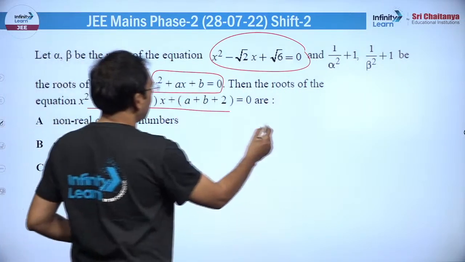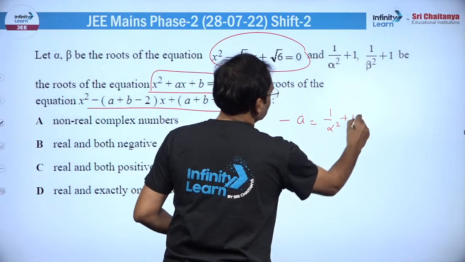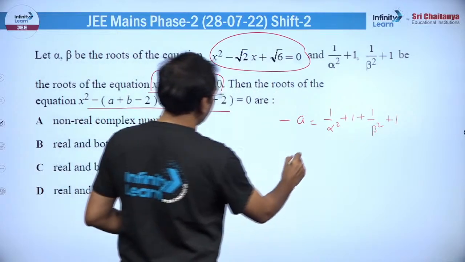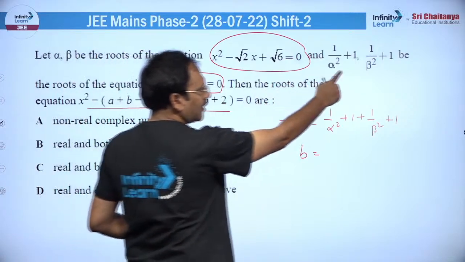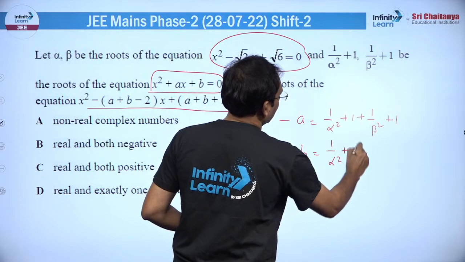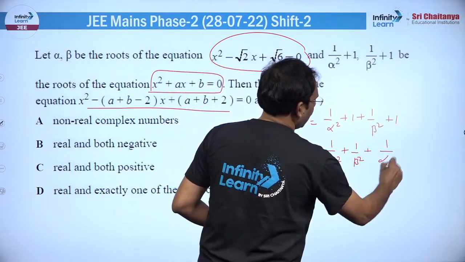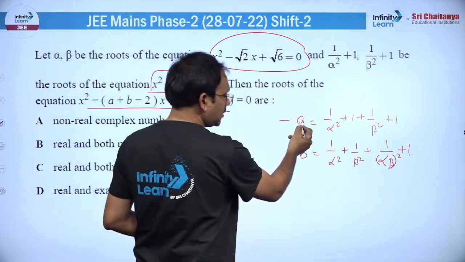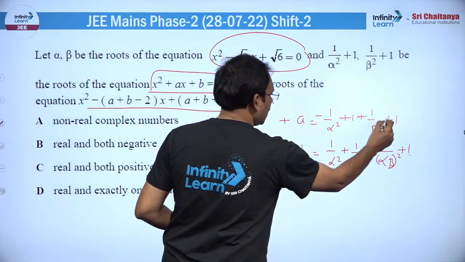One thing you can say here, minus a is going to be 1 by alpha square plus 1 plus 1 by beta square plus 1, and you can say b is equal to the product of the roots, that is 1 by alpha square plus 1 times 1 by beta square plus 1. The product gives 1 by alpha square beta square plus 1 by alpha square plus 1 by beta square plus 1. Now my dear friend, this is minus here, right. So plus a in the sense minus, minus, minus, minus.